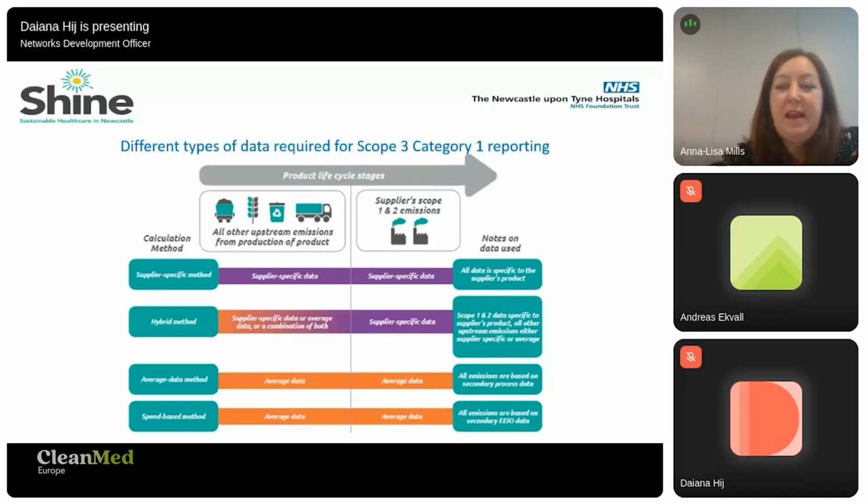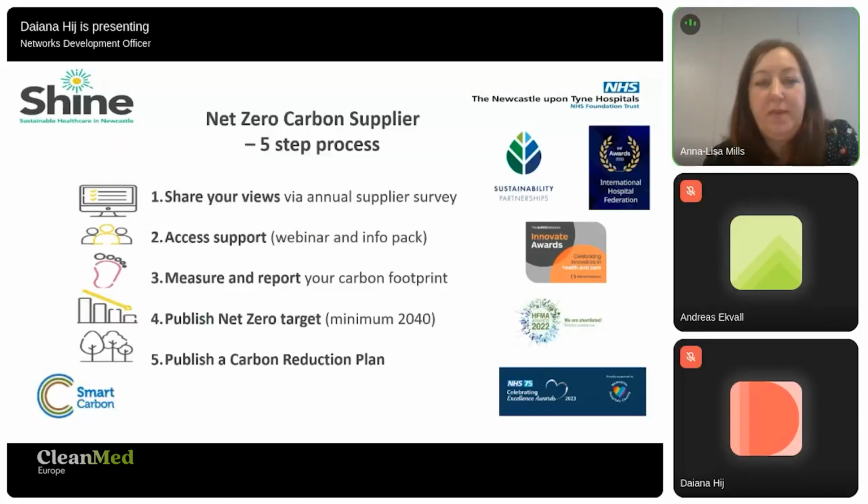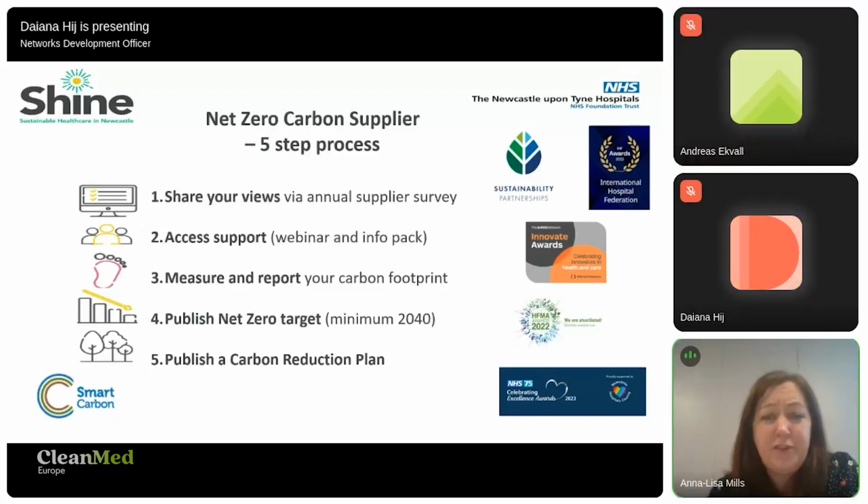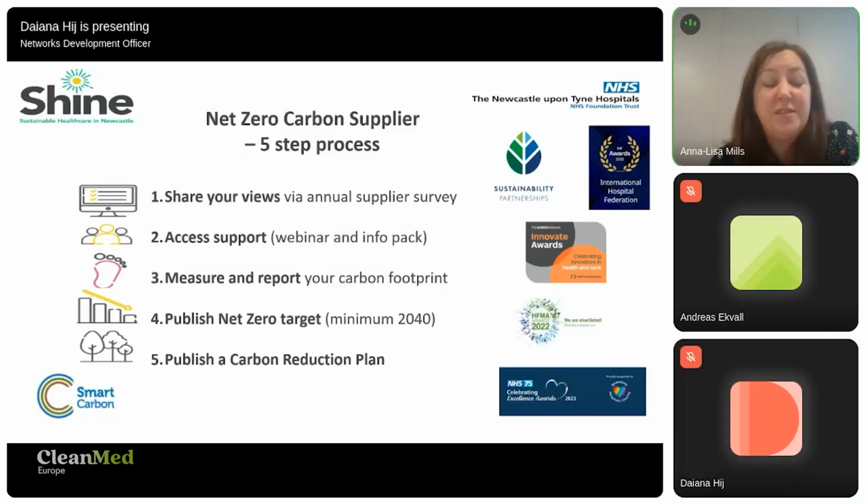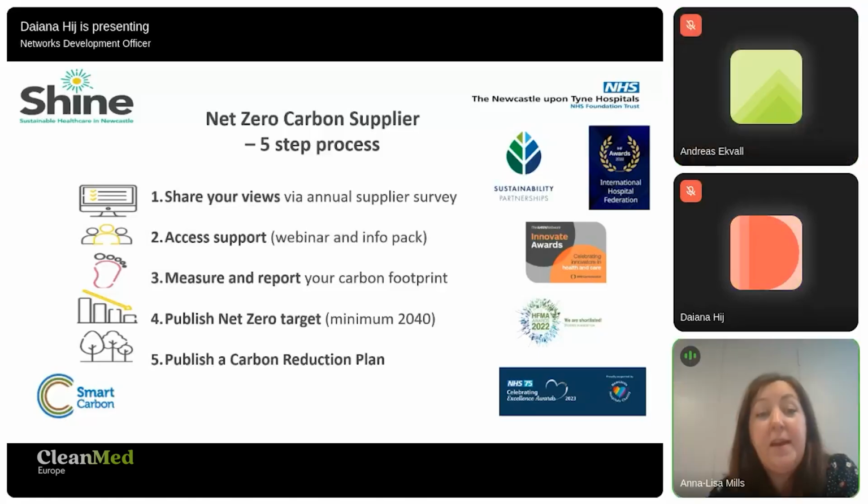So the next slide shows how we've gone about doing that. We developed a simplified 5-step process. We currently have 850 suppliers working through these steps. That's a quarter of our total supplier base, which is over 3,000 suppliers. And we're asking them in step 1 to log on to a free link and tell us their views on this aspiration to reach net zero by 2040. Do they support it? 98% do.